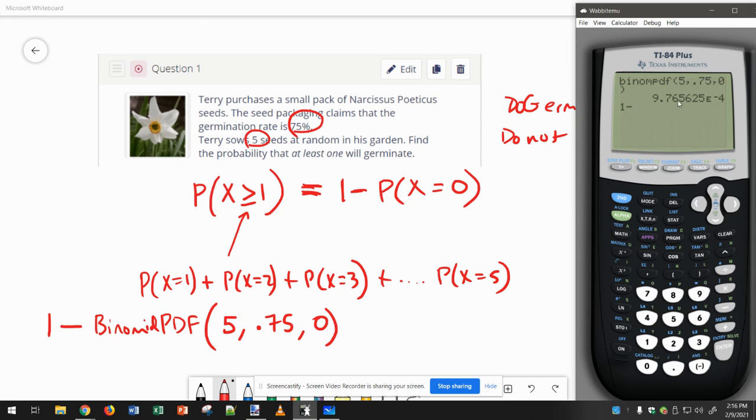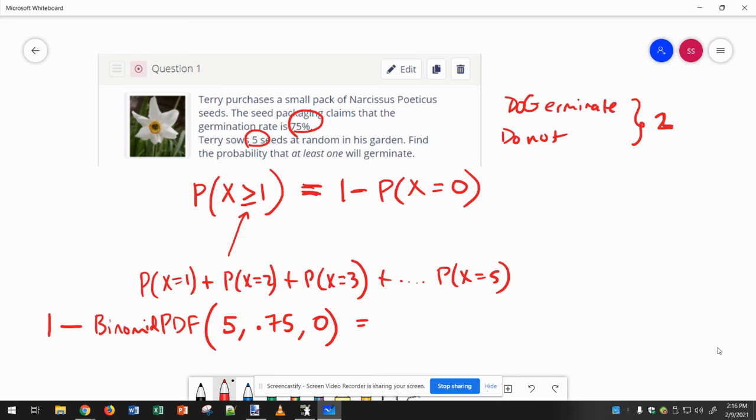Notice that's a very small number. It's e to the minus 4. That means times 10 to the power of negative 4. So if I do 1 minus that, I get 0.999, which is the probability of at least one of these germinating. So very high chance.